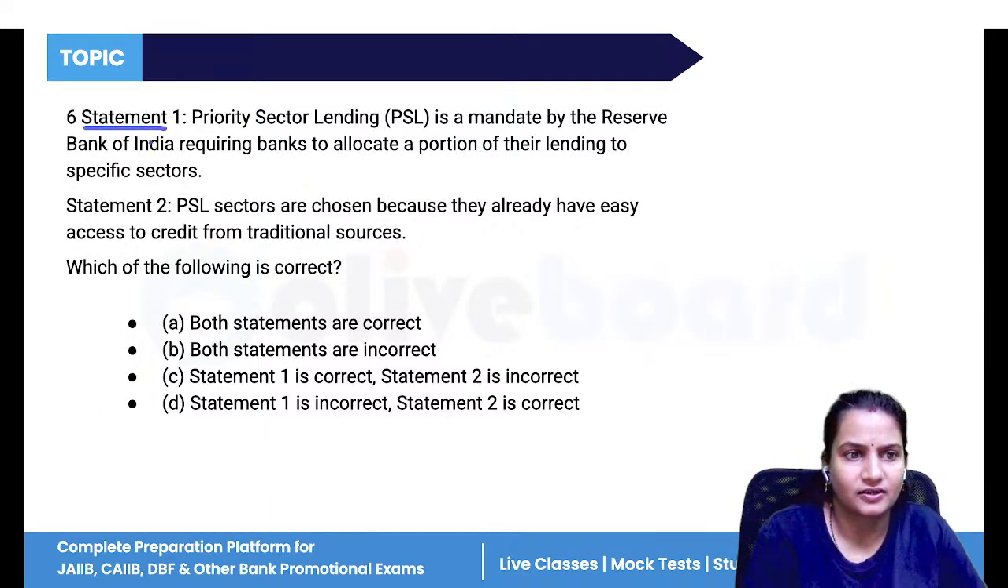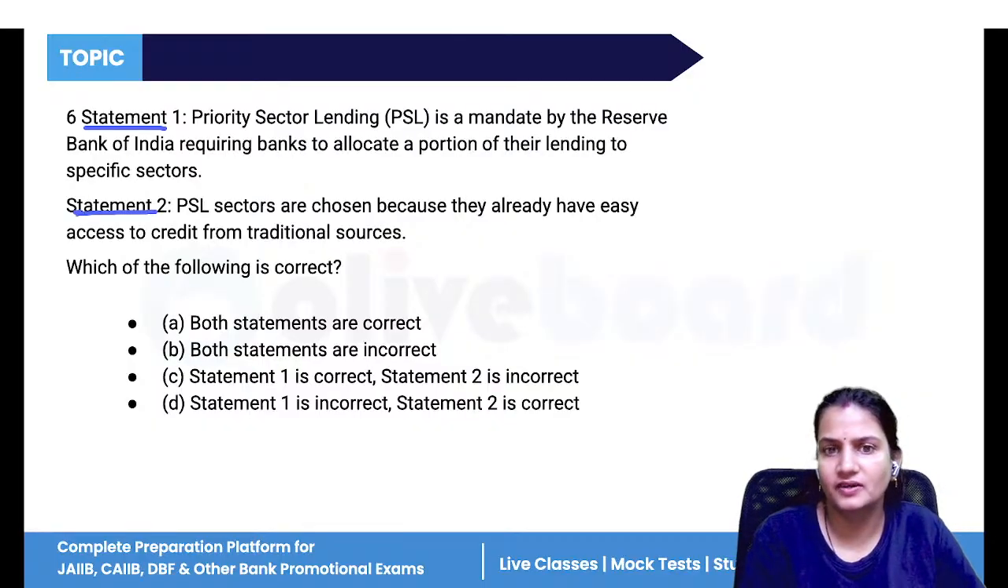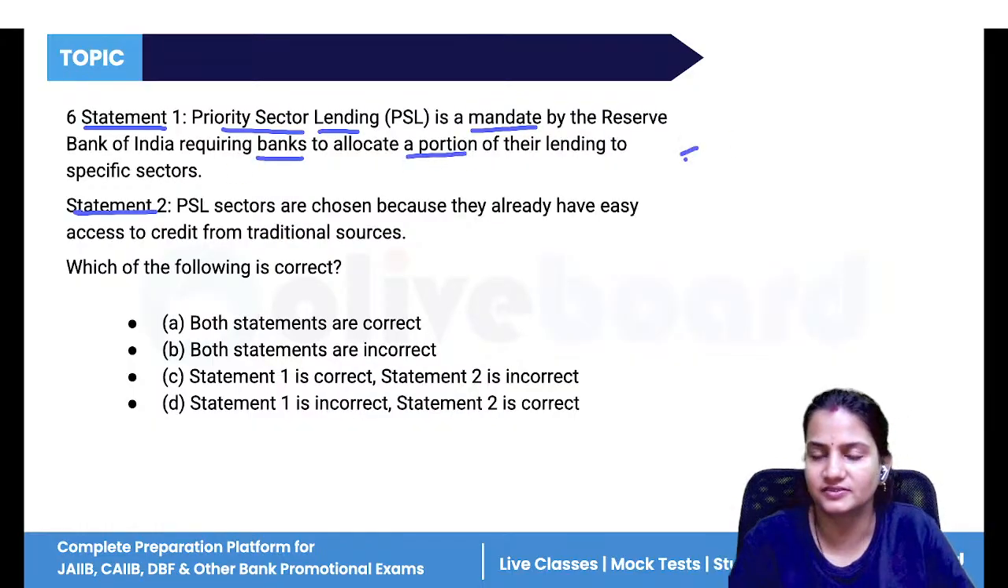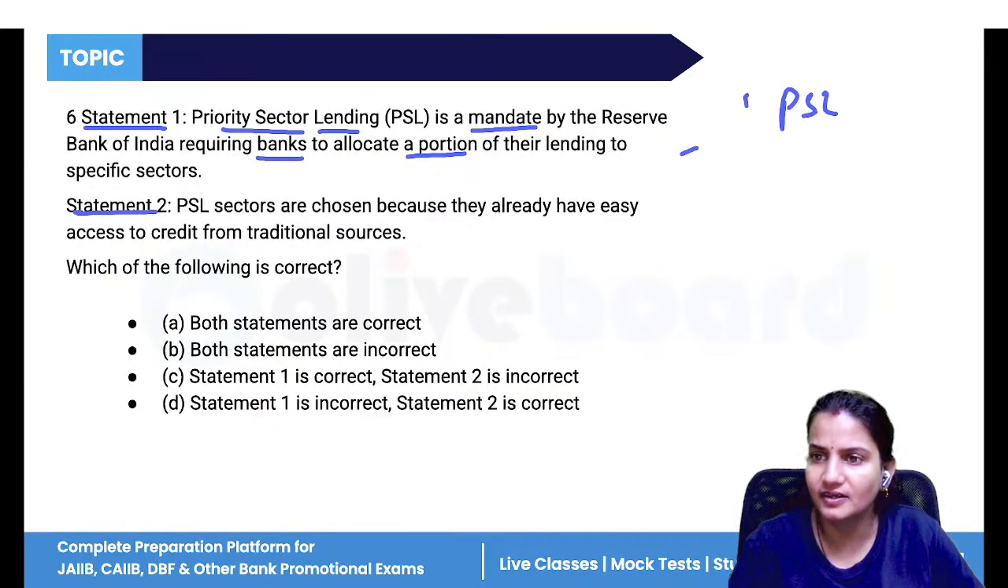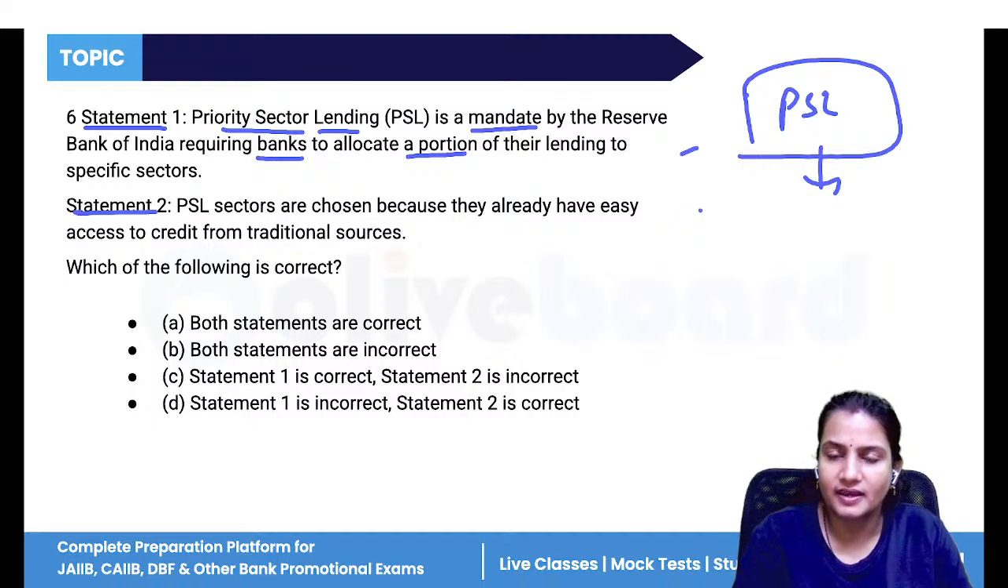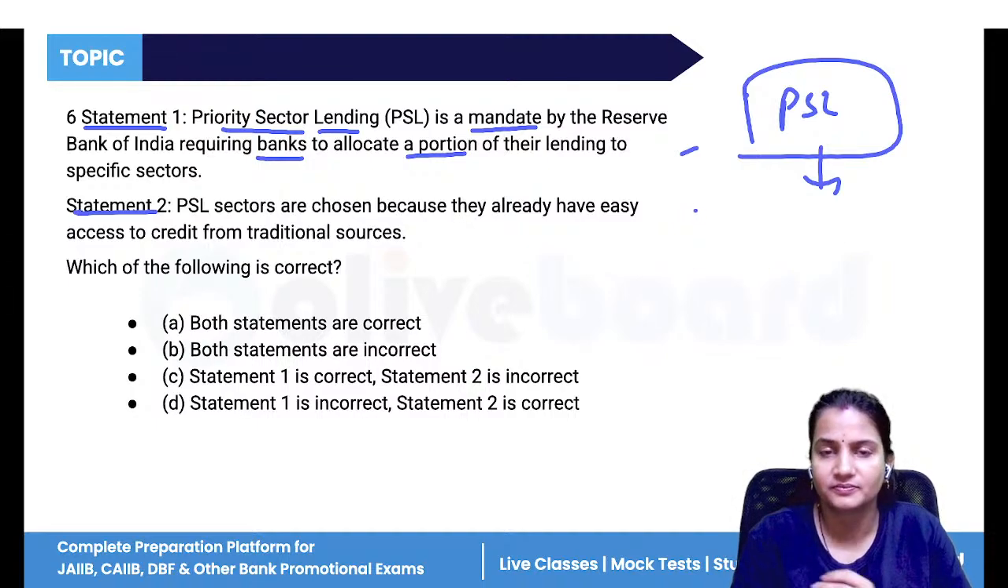Now, next two statements are given to you, statement 1 and statement 2. Now, what does statement 1 say? Priority sector lending is a mandate by RBI requiring banks to allocate a portion. Yes. Now, what is priority sector lending? PSLC. What happens? Banks only provide loans to those sectors from where they can expect more profits, or where the risk is very less.